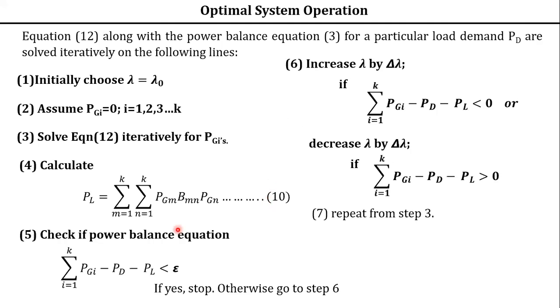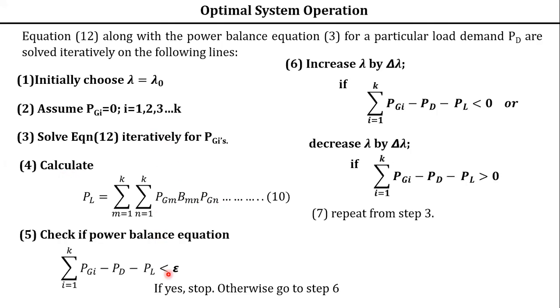Suppose neglecting losses, the same algorithm you can write. The only thing is this minus PL you are not going to get. Here also minus PL you are not going to get. The entire algorithm almost remains the same. Understood? Only thing is step 4 will not be there.